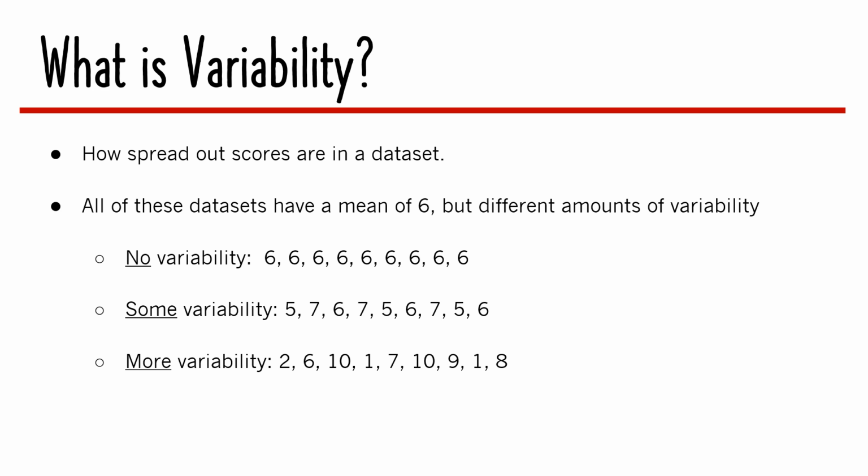So the first data set there has a bunch of 6s. There's no variability. Everybody has exactly the same score. The next one, we have some variability. Scores range from 5 to 7, right? We have scores of 5, 6, and 7 in that data set. And then the last one has more variability, right? Scores go from 1 to 10 and everything in between. Right? So there's a lot more variability in that last set than the previous ones.